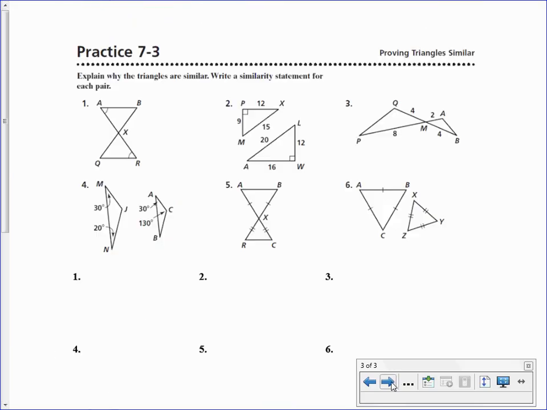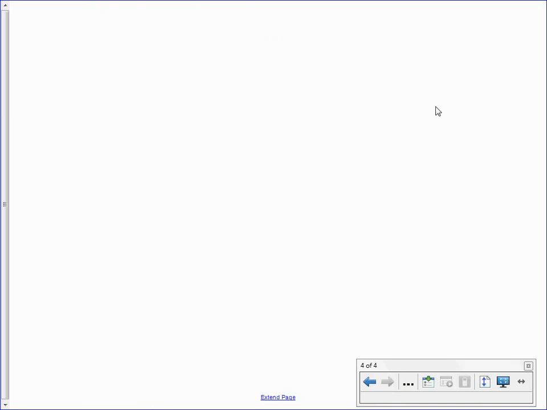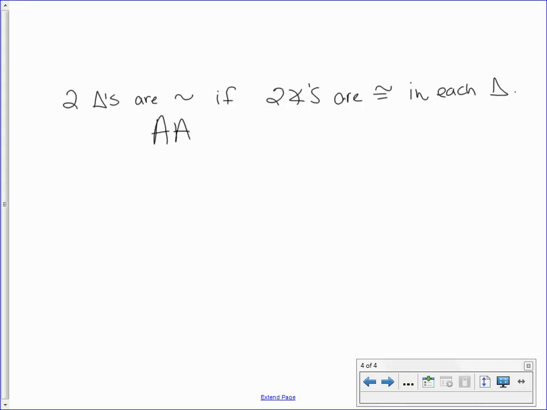If I skip to a blank page here for a second, we just talked about similarity. What you need to know is that two triangles are similar if two angles are congruent in each triangle. That is called angle-angle similarity. Huge. Going to use it all the time. Angle-angle similarity, two angles equal to two other angles. Triangles are automatically similar.